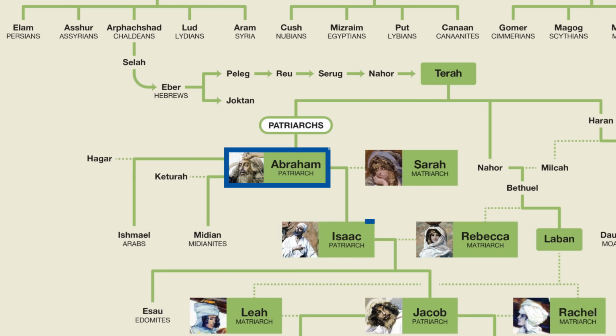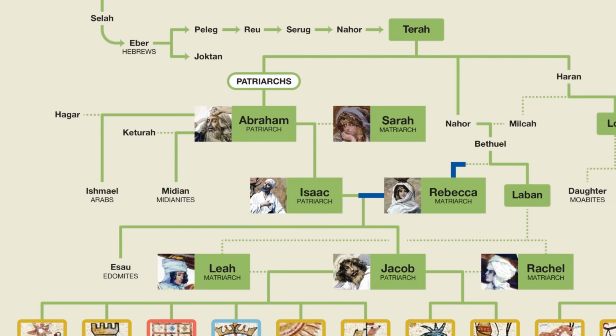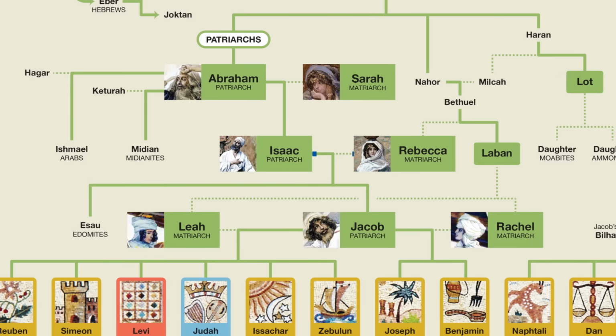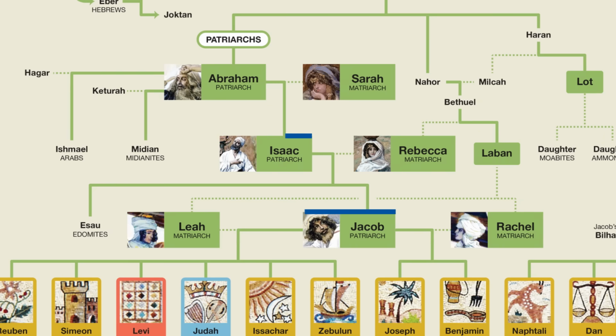After Sarah dies, Abraham then marries for a 3rd time to a woman named Keturah, and they have several sons, one of whom is named Midian. Isaac ends up marrying Rebekah, who is the granddaughter of Nahor, and thus is his first cousin once removed. Together, they have 2 sons, Jacob and Esau. Jacob, whose name is later changed to Israel, becomes the progenitor of the Israelites, which is why Abraham, Isaac, and Jacob are known as the 3 patriarchs, or fathers.